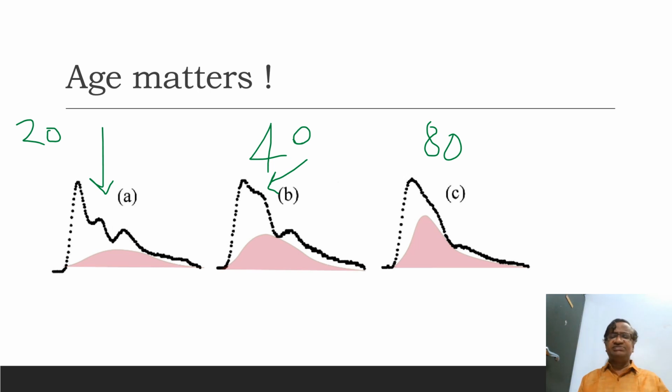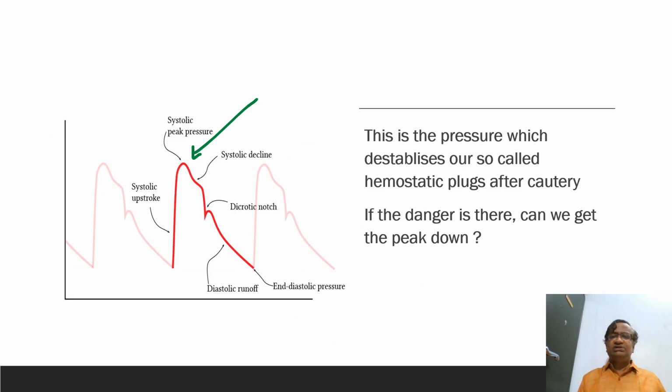Age matters. Sometimes for similar patients, you have a curve like this at age 40, and like this at 80. Now, in operation, if you keep the BP and curve like this, the hemostatic flux will get destabilized. The patient will start bleeding. So we need to make the curve like this and the systolic BP to come down. So we don't want hemostatic flux to be destabilized after diathermy. Get the curve down, get it less steep.